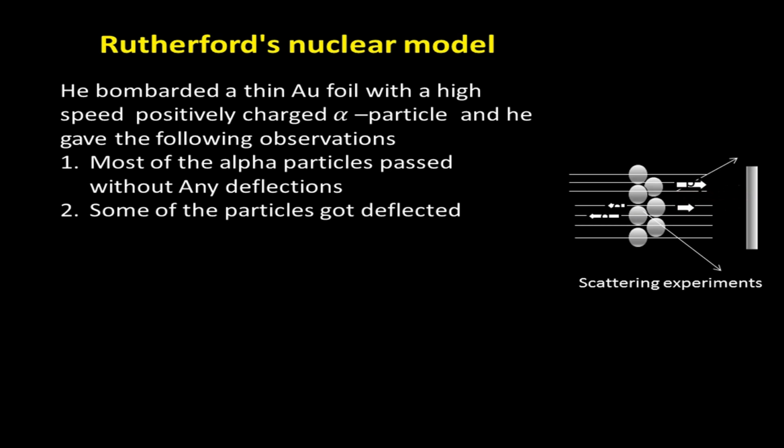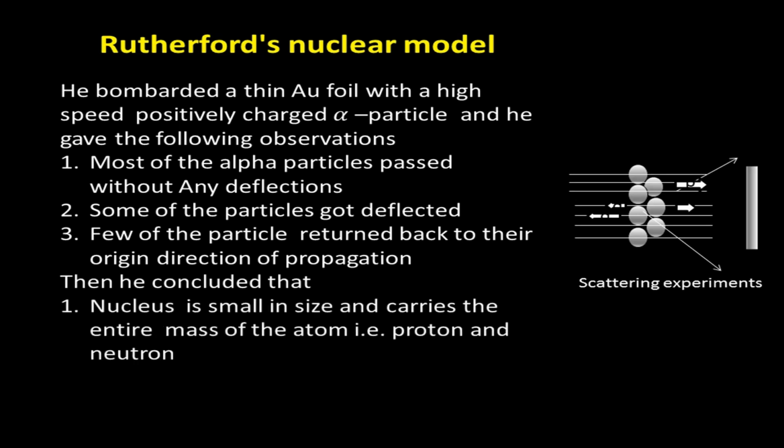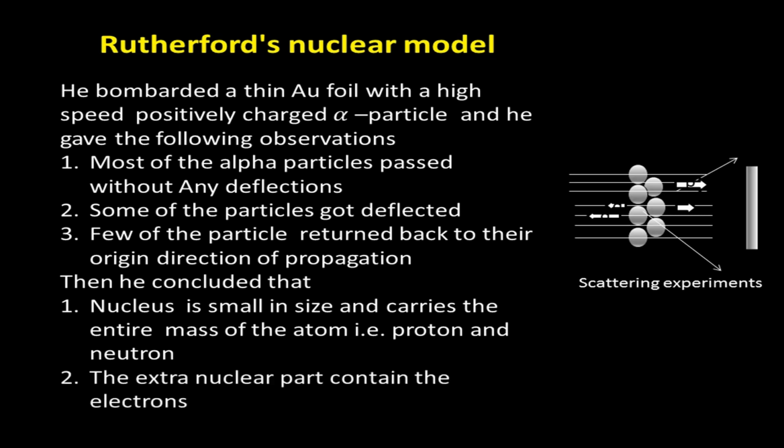2. Some of the particles got deflected. So these are the particles that got deflected. These arrows are pointing this way. 3. Few of the particles returned back to their original direction of propagation. So these are the ones that return back to the original path of propagation. Then he concluded that nucleus is small in size and carries the entire mass of the atom. That is the proton and neutron, which in combination gives us nucleon. The extranuclear part contains the electrons, and the electrons revolve around the nucleus.